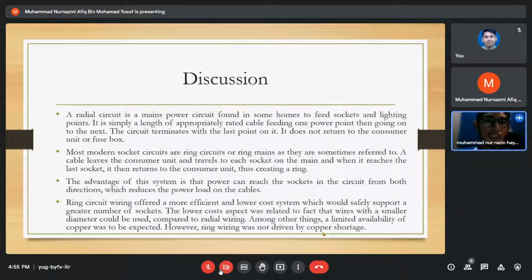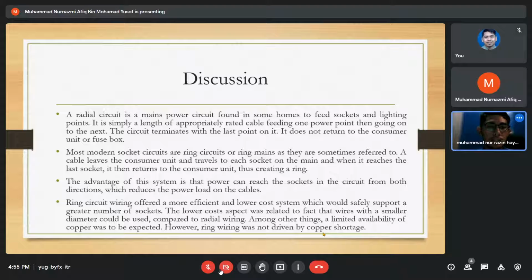Okay, I will continue with the discussion. A radial circuit is a main power circuit found in some homes with socket and lighting points. It is simply a length of appropriately rated cable feeding one power point that goes on to the next. The circuit terminates with the last point on it. It does not return to the consumer unit or fuse box.